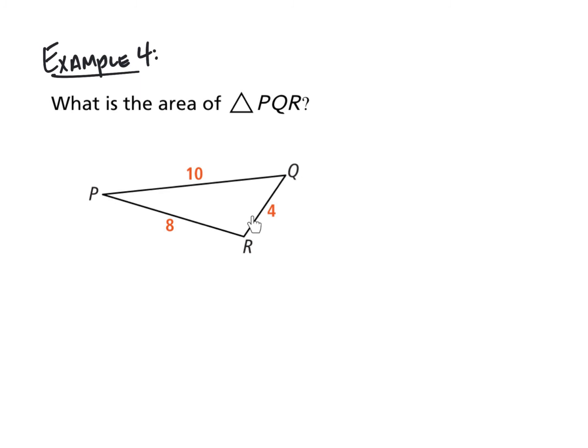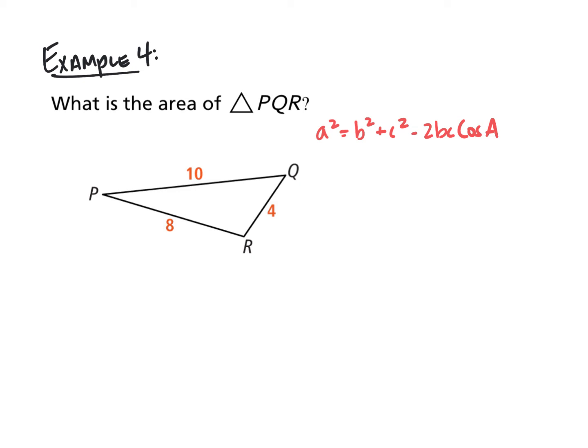Thankfully, we know about the law of cosines, and the law of cosines can help us find one of these angles by using all three side lengths. So let's quickly write out our law of cosines. A squared equals b squared plus c squared minus 2bc times the cosine of angle A.